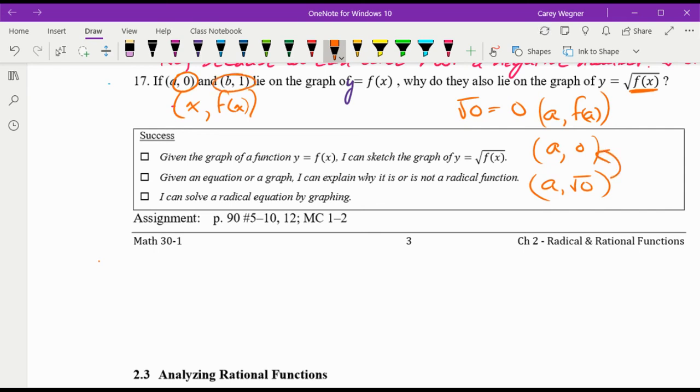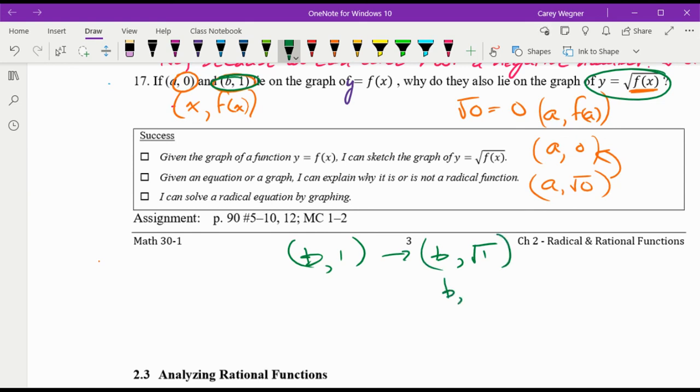And similarly for this point, maybe I'll switch colors, we'll go to green. If I have, I'll write down here, b comma 1. Because y is the square root of the function, what I'm looking at is this point. What happens if I do b comma the square root of 1? The square root of 1 is still 1, and b is the x-coordinate, so I have exactly the same point showing up on both graphs. And that's why we say they are invariant points.